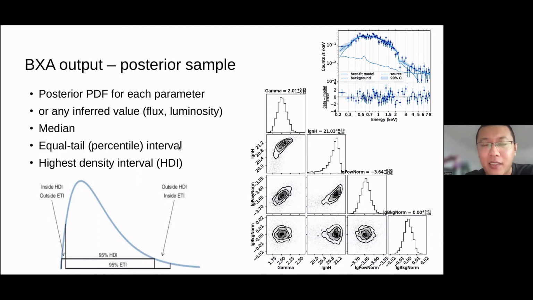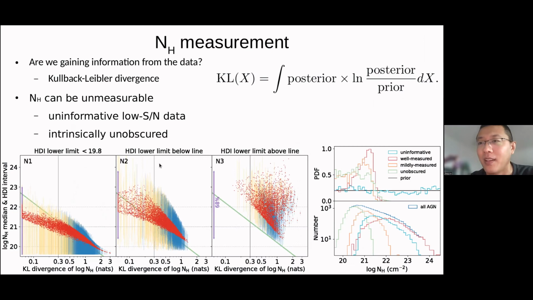This method has an advantage that it remains the same when converting between linear space and log space. Another method would be the highest density interval. In this case, at the lower limit and at the upper limit, we have the same probability. It is also useful in some cases, as I will introduce below.